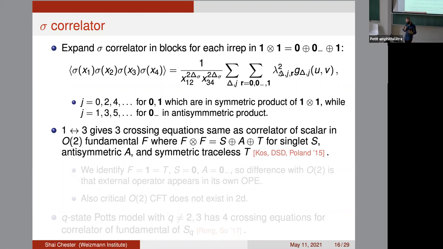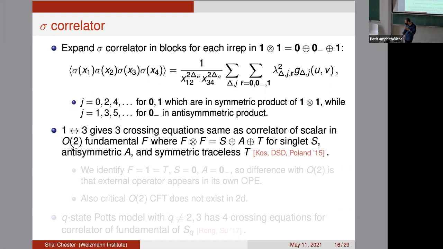As Alessandro reviewed, as many other people have reviewed over the last couple of weeks, at the end of the day, you're going to get three families of crossing equations. I should note that these crossing equations are the exact same crossing equations you would get by looking at the four-point function of the fundamental of O2. This is something which Alessandro described in great detail in his review lectures, so hopefully this should be familiar.